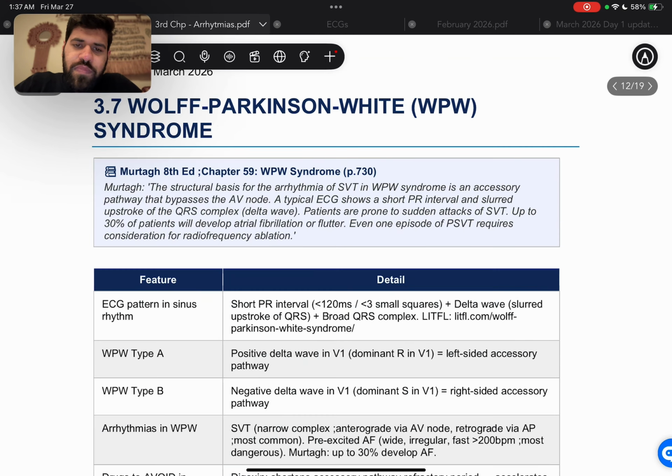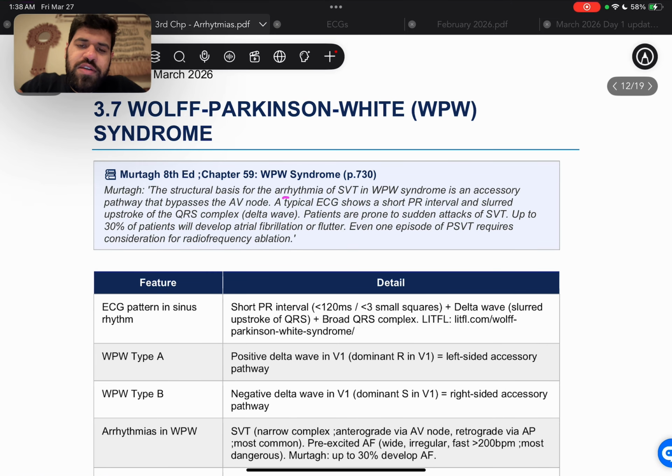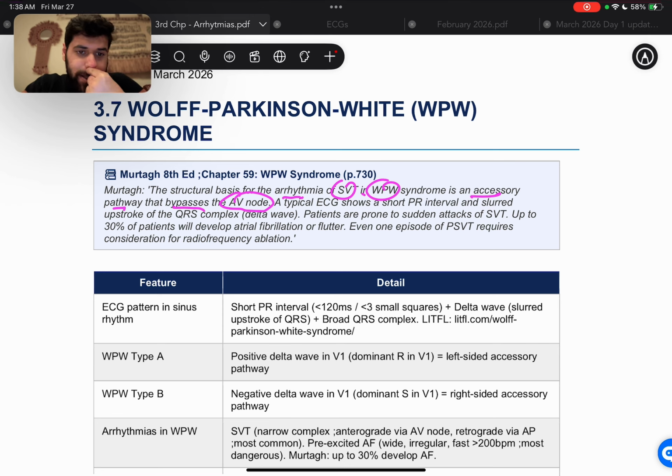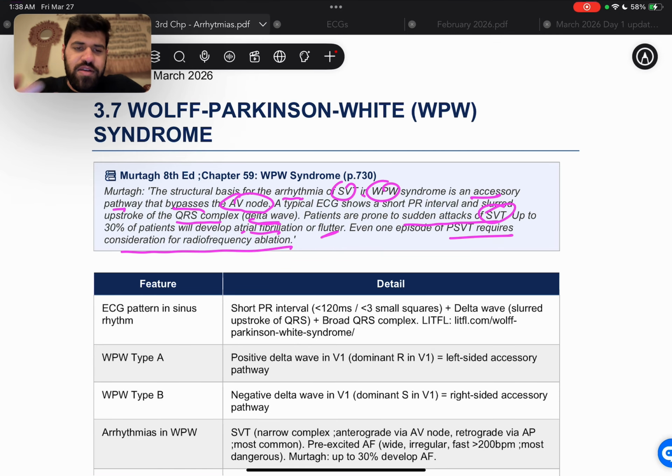Now coming up to Wolff-Parkinson-White syndrome, WPW. The structural basis for the arrhythmia of SVT in WPW syndrome is an accessory pathway that bypasses the AV node. A typical ECG shows a short PR interval and slurred upstroke of the QRS complex, delta waves, which we went over earlier. And patients are prone to sudden attacks of SVT. Up to 30% of patients will develop AFib or flutter. Even one episode of PSVT requires consideration for radiofrequency ablation, because it can go from WPW to AF, and the patient can deteriorate after that.